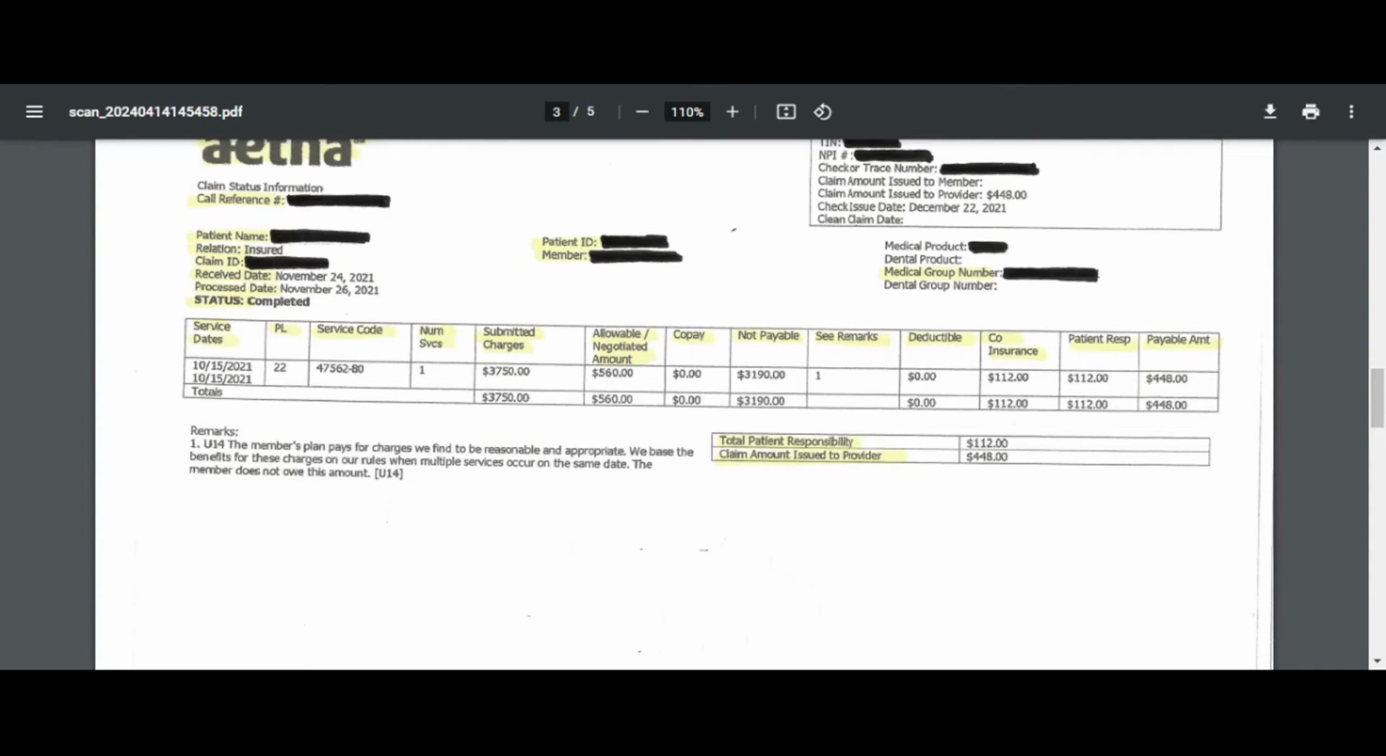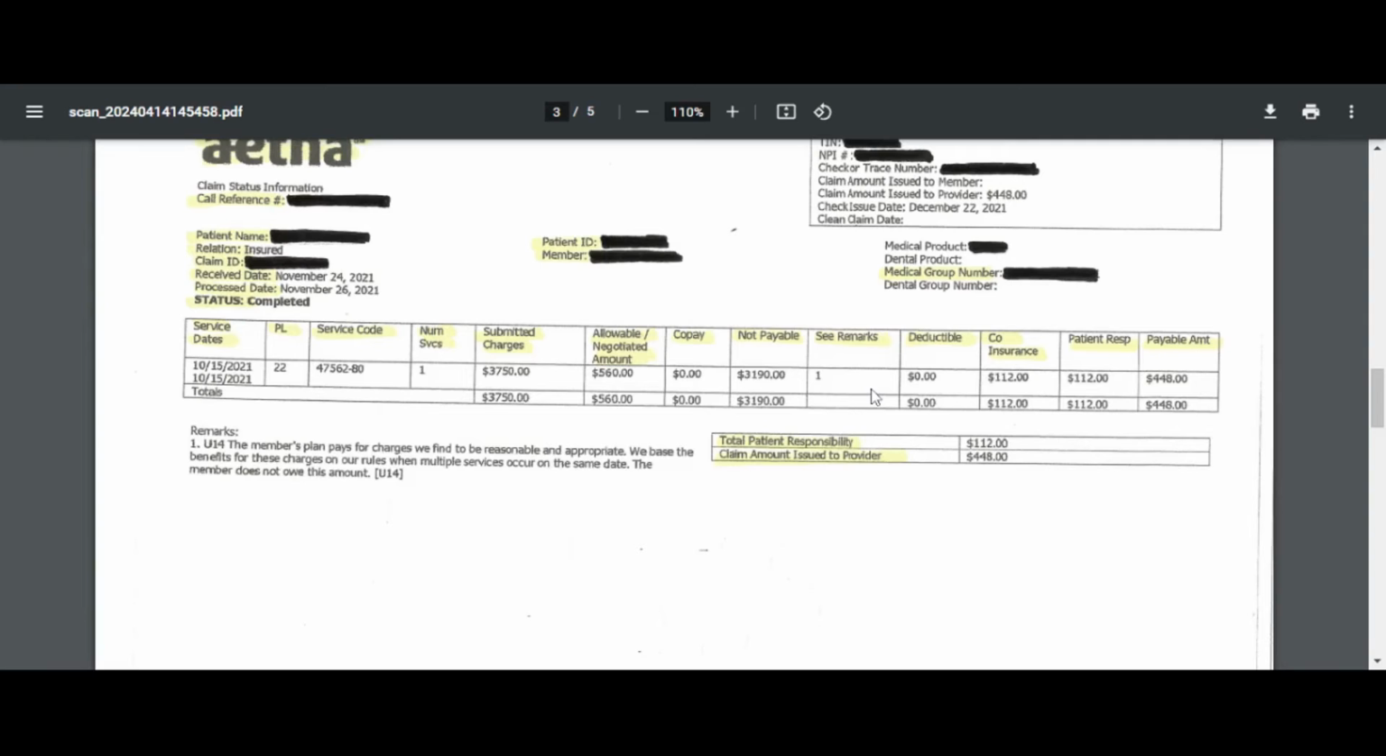When we were looking at Cigna's remit, it said billed amount, if I'm not mistaken. Then you have the allowable negotiated amount, which is the allowed amount. You have copay, not payable. And then the not payable is the difference between the submitted charges and the allowable.